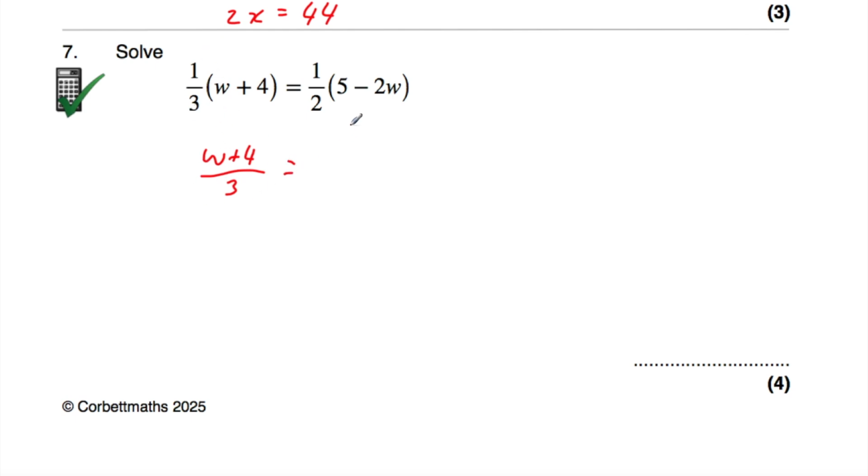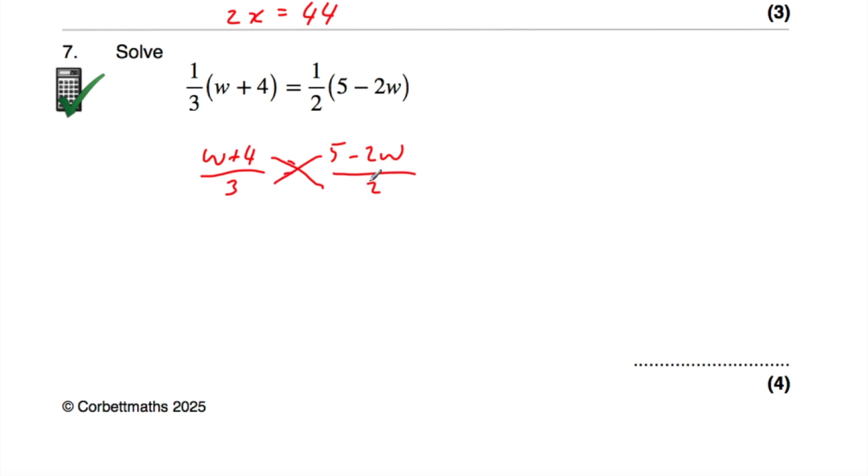And this one here, I'm going to again put the bracket on the numerator, 5 minus 2w, but we're doing a half of it, so I'm going to divide it by 2. So now this looks just like the other ones, and we've got an equation with a fraction equaling a fraction, so we can use cross multiplication. So this numerator times that denominator will equal this numerator times that denominator.